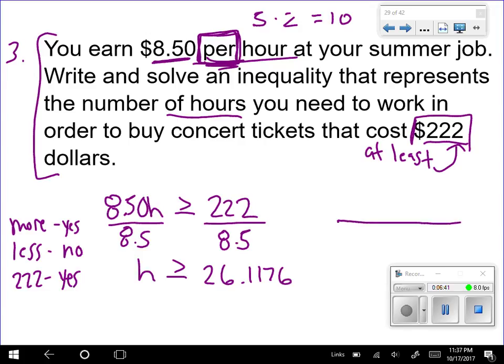So if we graph this, this is going to be a little bit more difficult to graph than the graphs that we have graphed before, but we're just going to hug that really close to 26. It's got to be greater than. So the hours you could work could be bigger than 26.1.